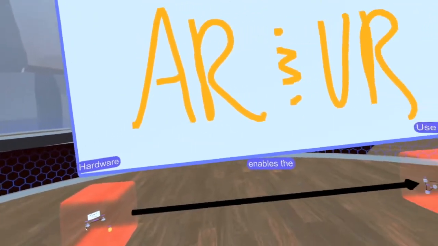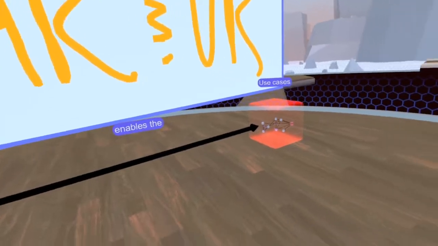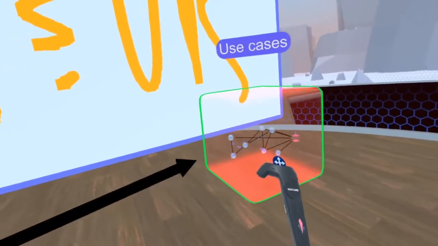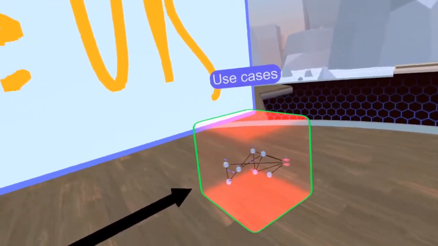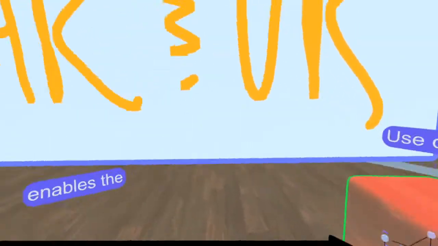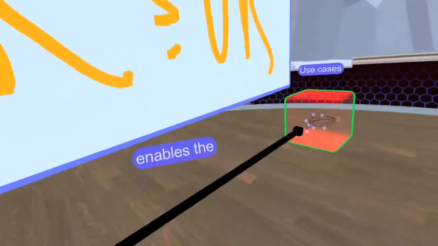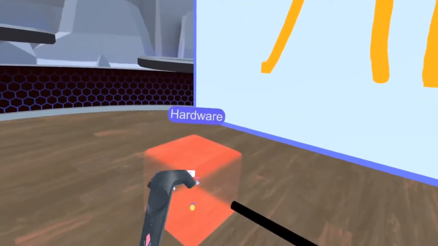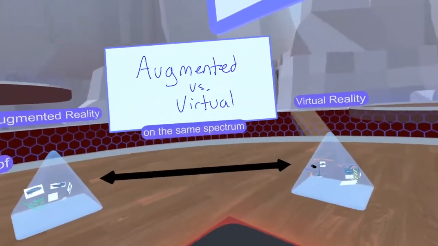Now, it makes sense to talk about AR and VR, or augmented and virtual reality, in terms of hardware and use cases, because the only reason to want this technology is specifically for use cases, right? That's sort of what you do with it. But the use cases are enabled by and also restricted by the hardware. So the first thing we're going to do is talk about the hardware. So we're going to dive right in and let's get to it.